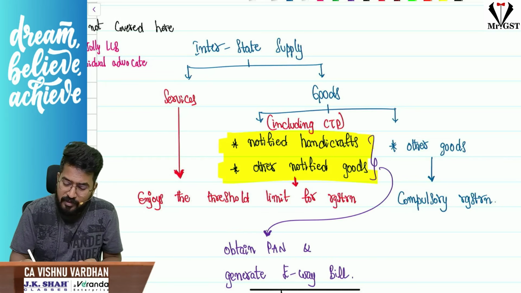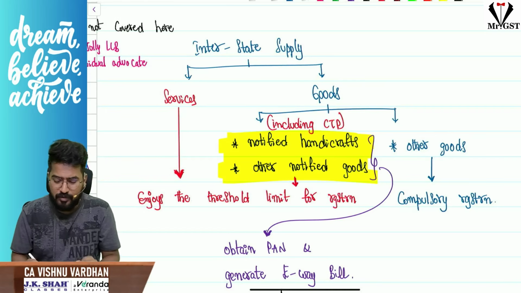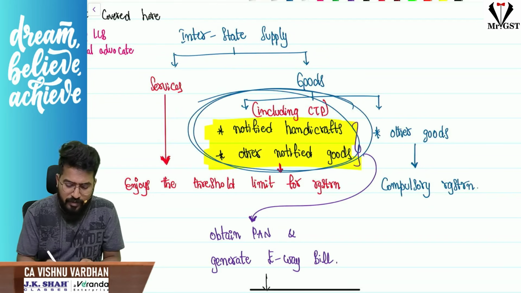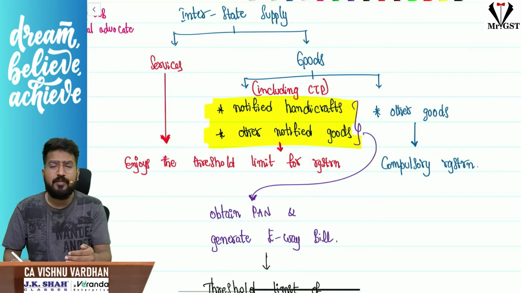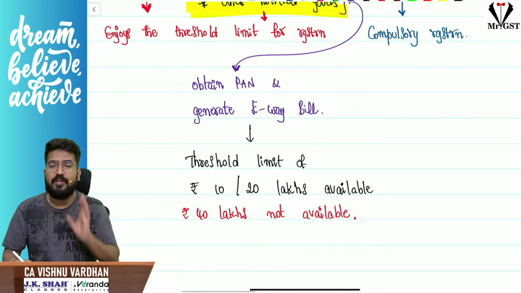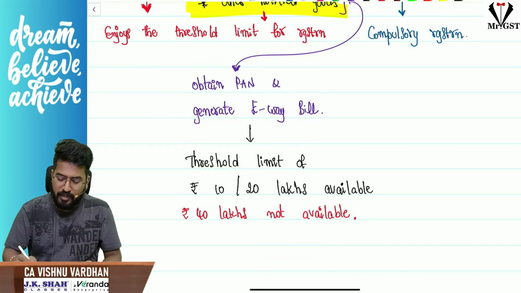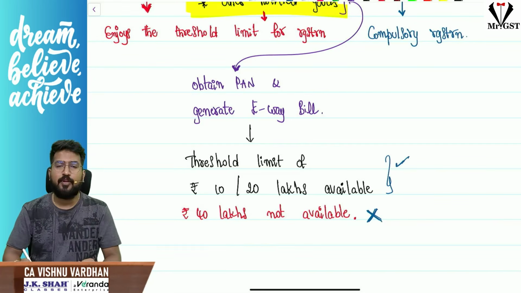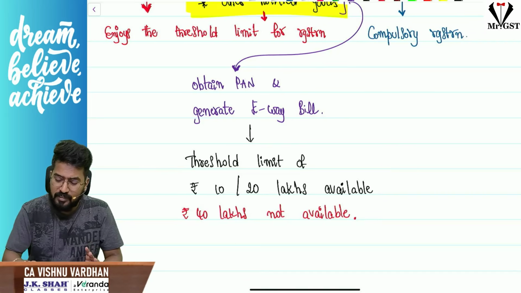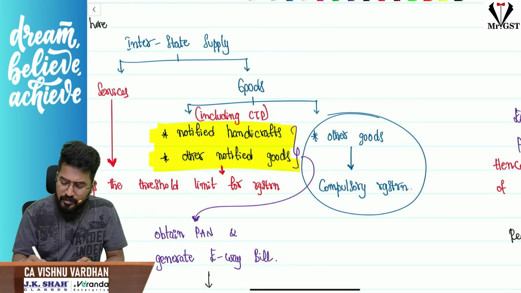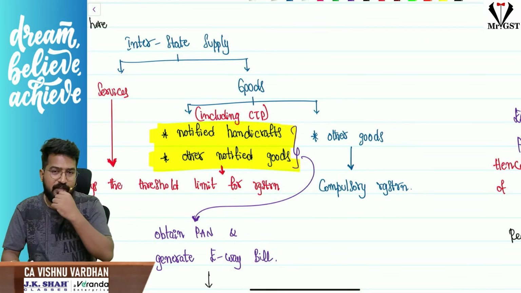No, sir, I am dealing with goods. If you are dealing with notified handicraft goods or any other notified goods, then in such a case you can also make interstate supply with respect to those goods, but you should obtain a PAN card and generate an e-way bill wherever you are transporting the goods. But the important thing here is, for them the threshold limit of 10 lakh, 20 lakh is applicable, the 40 lakh threshold is not applicable. That is the concept. Sir, what if it is other goods? Any other goods you are dealing in and making interstate supplies, definitely you should take registration. Compulsory registration is required. That is the concept.